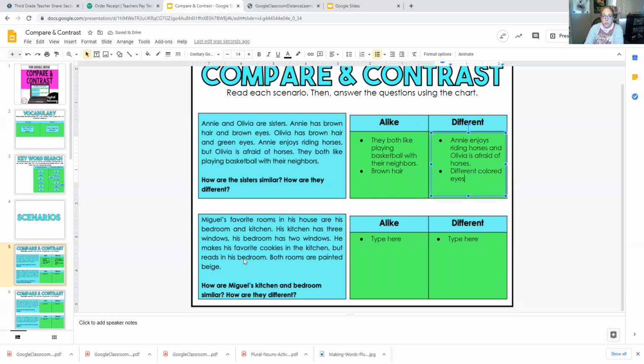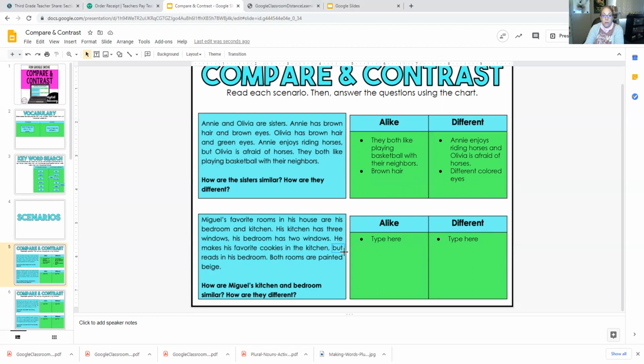All right, let's try one more. Miguel's favorite rooms in his house are his bedroom and kitchen. His kitchen has 3 windows. His bedroom has 2 windows. He makes his favorite cookies in the kitchen, but reads in his bedroom. Both rooms are painted beige. So number 1, let's look for some clue words. Some clue words would be what?